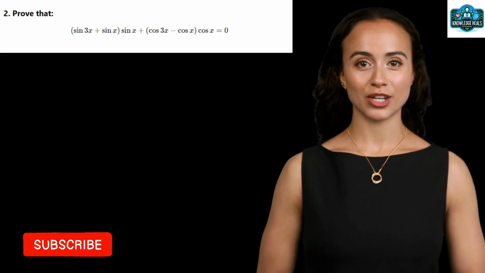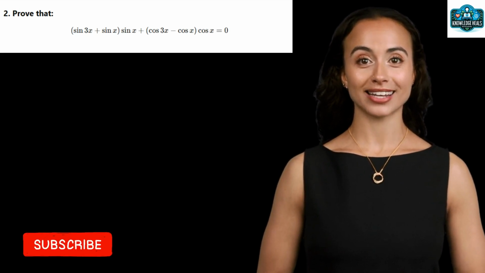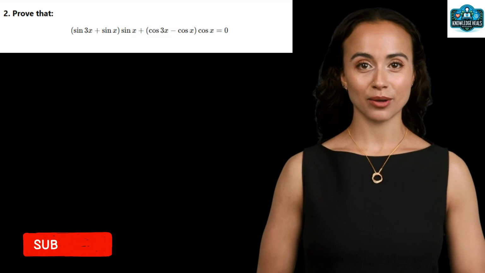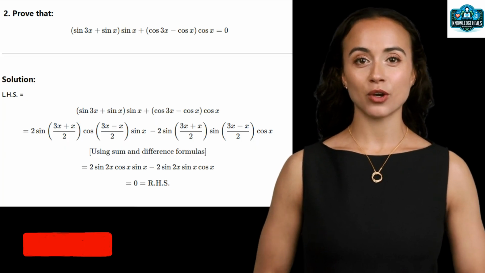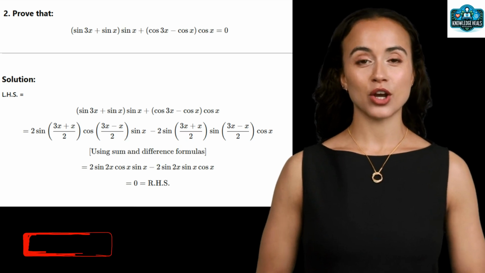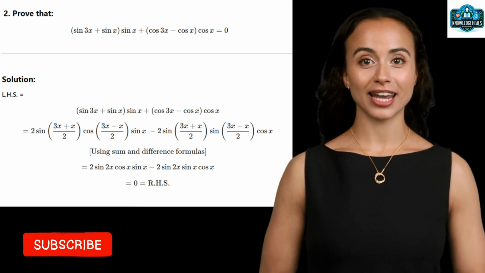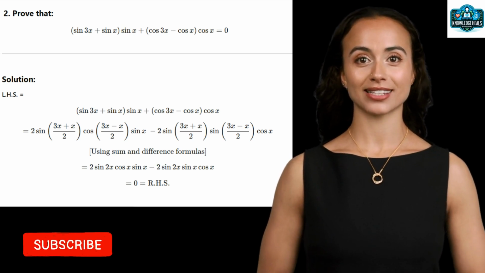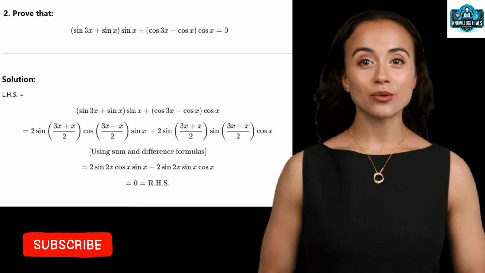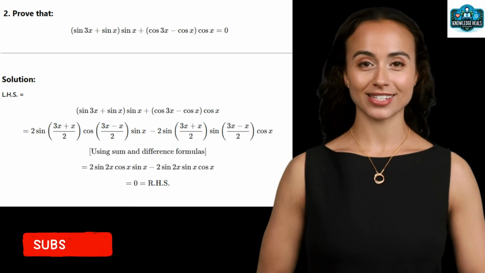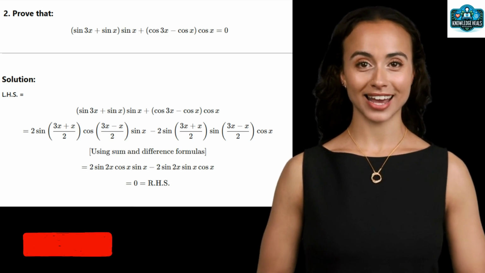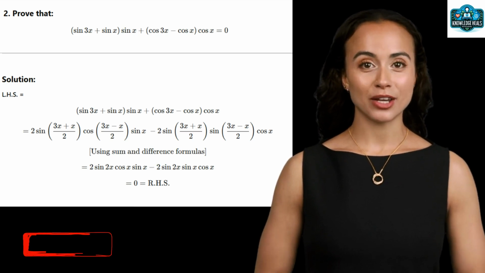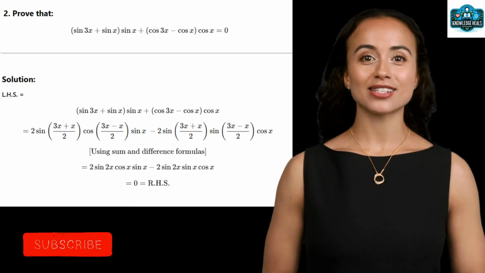Now let's check another question, that is (sin 3x plus sin x) into sin x plus (cos 3x minus cos x) into cos x, which is equal to 0. Let's see our solution. Here we will focus on the sum and difference formula. So our equation becomes 2 sin of (3x plus x) by 2 into cos of (3x minus x) by 2 into sin x minus 2 into sin of (3x plus x) by 2 into sin of (3x minus x) by 2 into cos x, which is equal to 2 into sin 2x into cos x into sin x minus 2 into sin 2x into sin x into cos x, which is equal to 0, that is RHS. Hence, our equation is proved.